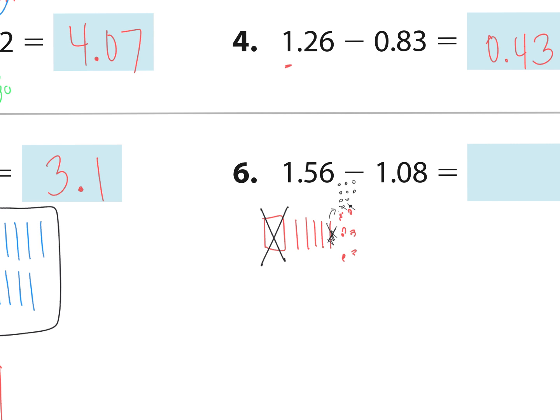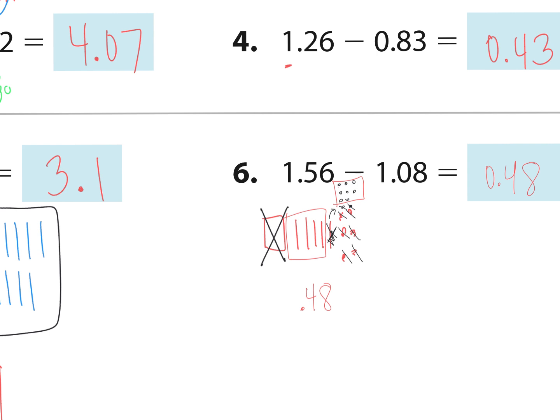So 1, 2, 3, 4, 5, 6, 7, 8. And that leaves me with this many hundredths and this many tenths. So I have 4 tenths. And I have 1, 2, 3, 4, 5, 6, 7, 8 hundredths. So my answer is 0 and 48 hundredths. Okay.